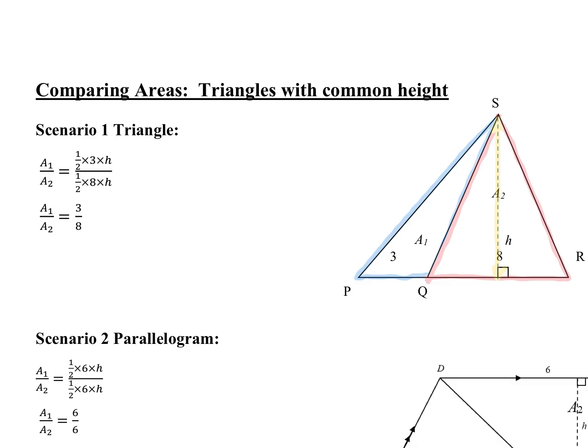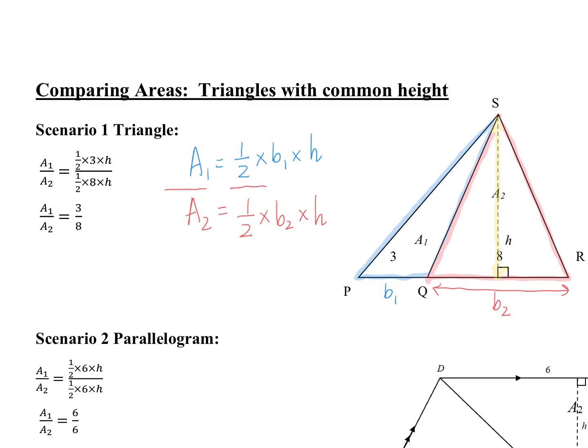Okay, so if I want to find the ratio of their area, let's say the area of the blue one, area 1, it is half times PQ, I call this B1, times the height h. This is for the blue triangle. Then the red one, it is also half times this base, I call it base 2, times the same height, because they have the same height. So if I want their ratio, can you see that the half and the height cancel out?